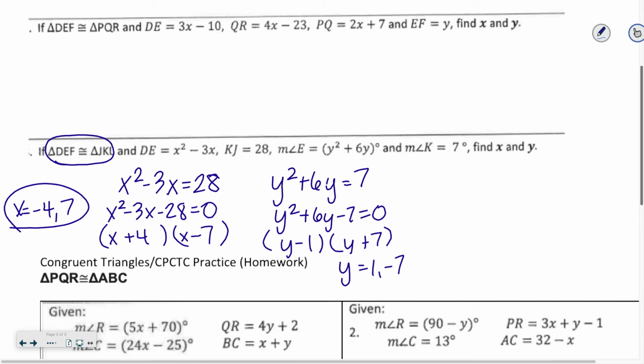And do they both work? Well, yeah. Yes, they both work. So, in this case, yes, ma'am. In this case, we keep them both.